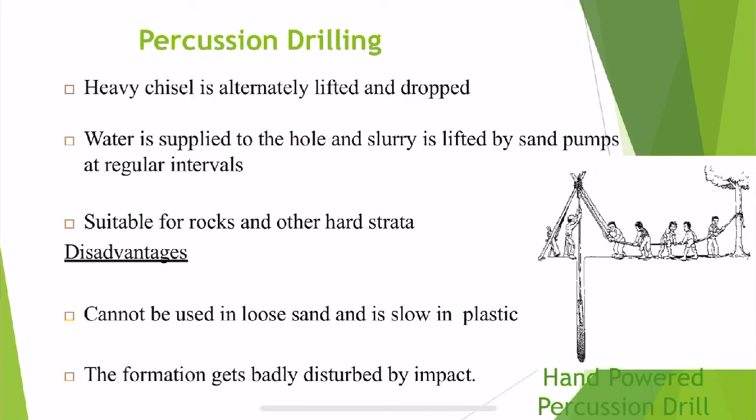In percussion drilling, a heavy chisel is alternately lifted and dropped. Here we can see in the figure of hand power percussion drilling, people are lifting the heavy chisel and dropping it. Water is supplied to the hole and the slurry is lifted by sand pumps at regular intervals. This is suitable for rocks and other hard strata, whereas wash boring cannot be used for hard strata. Coming to the disadvantages, this cannot be used in loose sand and is slow in plastic clay. The formation gets badly disturbed by impact, as we are continuously disturbing the soil.